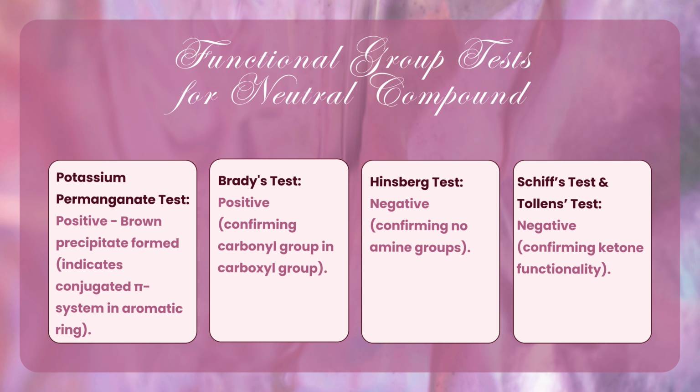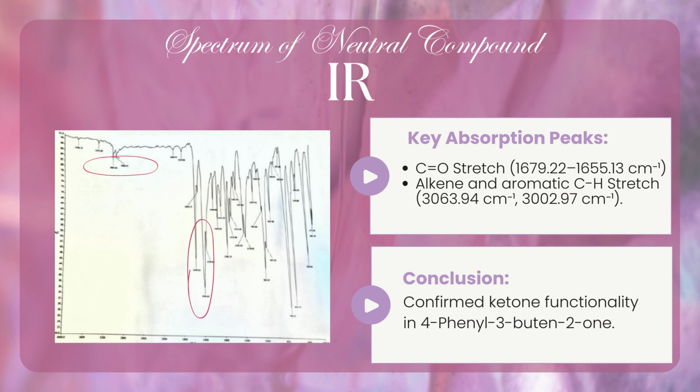I then proceeded to functional group tests. The neutral compound reacted positively with potassium permanganate, a typical test for conjugated systems, indicating the presence of conjugation between the carbonyl group and the C=C double bond. Additionally, the Brady test gave me a yellow precipitate, confirming the presence of the carbonyl group. And I added some extra tests, which are the Schiff and Tollens tests, that resulted in both negative, which rules out the possibility of an aldehyde functional group, but confirms that I have a ketone functionality. So next, I move on with the IR spectrum.